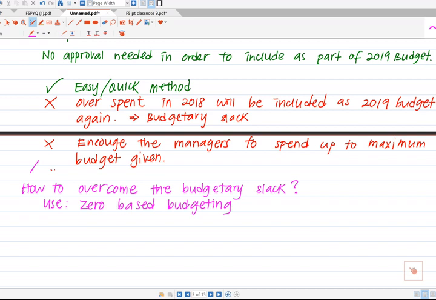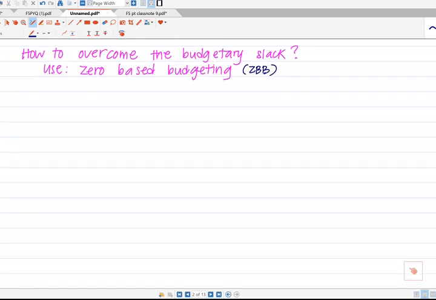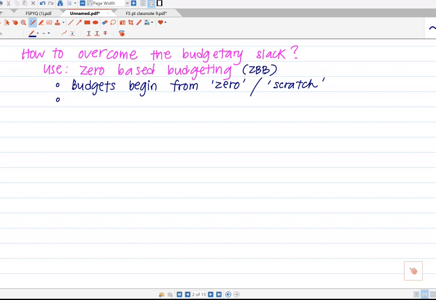What is zero-based budgeting? This is in short form I name it as ZBB. This is the budget. It's going to begin. Our budget will begin from zero, or name it as scratch. All the expenditure must be justified before included in the budget.